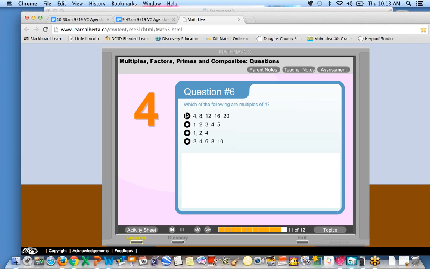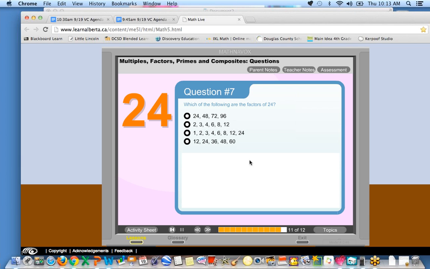Right. 4 times 1, 4 times 2, 4 times 3. You guys got it. Okay. Which of the following are the factors of 24? All right. Click on the circle next to your choice of answer. Okay, factors of 24. A, B, C, or D?